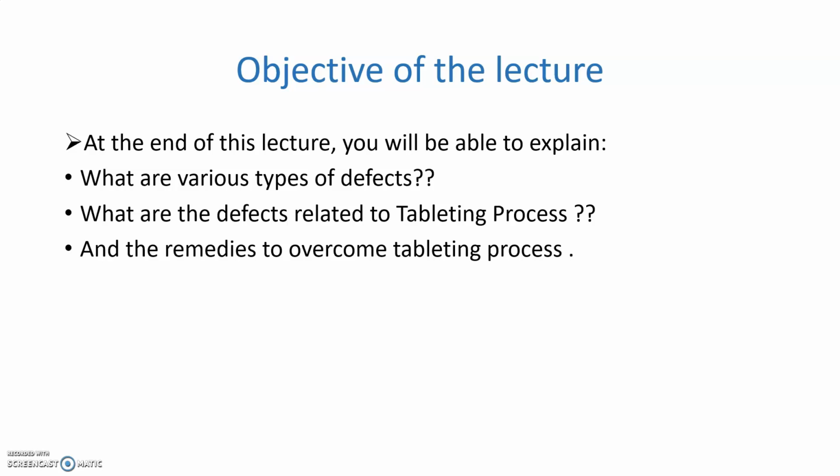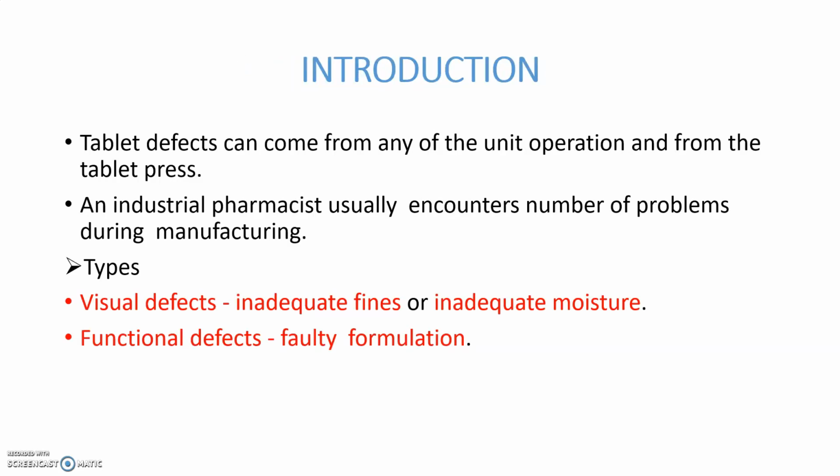To understand the defects, we first have to understand the causes of these defects, and then we can overcome them by a number of remedies. So, introduction: defects can come from any unit operation and from the tablet press, that is, during manufacture or during the process of the tablet press. Industrial pharmacists or manufacturers encounter a number of problems during manufacture.